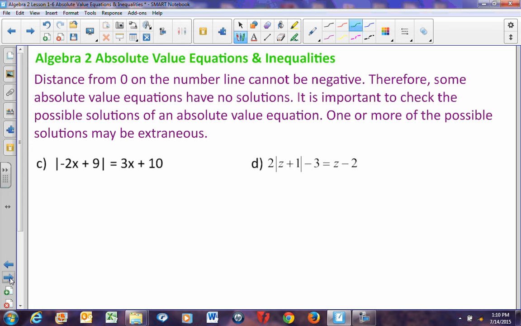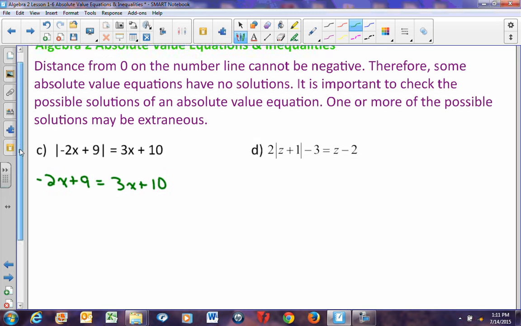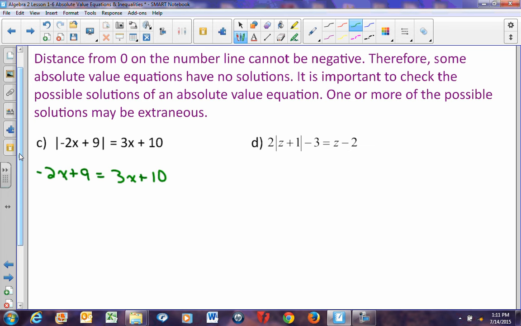Letter C. The absolute value of negative 2x plus 9 equals 3x plus 10. To solve this, we have to solve it 2 ways. We have to set up negative 2x plus 9 equals 3x plus 10. That's the positive of it. Then we have to solve the negative of it. Now be careful when we set up the negative of this. I'm going to set up the negative in red so that you can see the differences between the two equations. We keep the negative 2x plus 9, but we have to make it equal to parentheses. Make sure the negative sign goes outside of the 3x plus 10 so that the entire thing becomes negative.